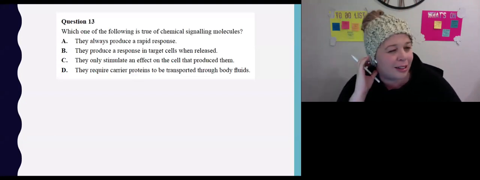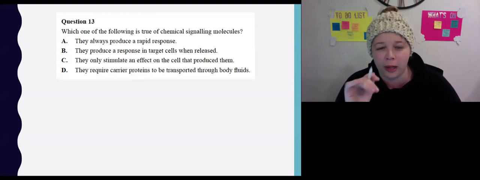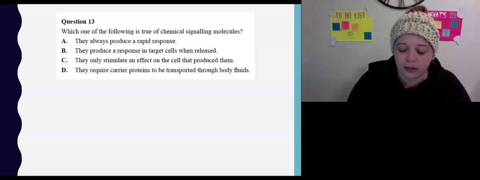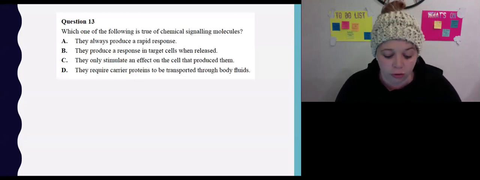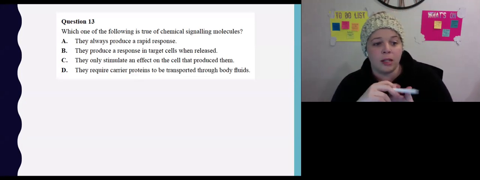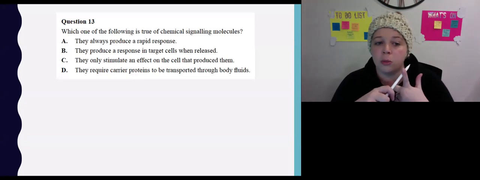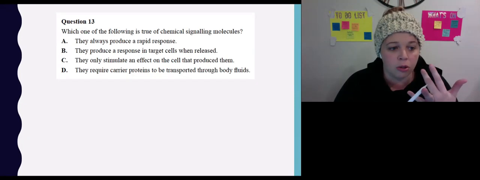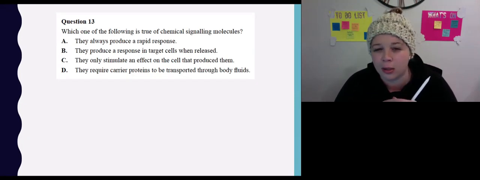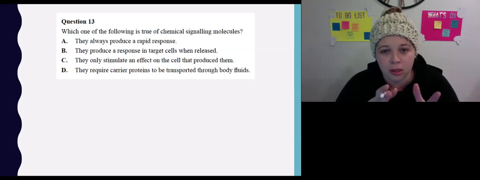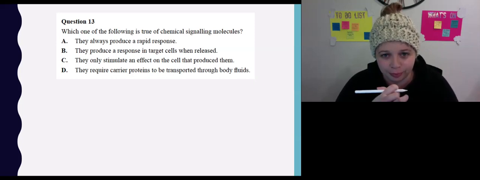This is a bit of an old study design question, but we can still work through it and get it right. This is from the 2015 exam. Which one of the following is true for chemical signaling molecules? Do they always produce a rapid response, produce a response in target cells when released, only stimulate an effect on the cell that produced them, or require carrier proteins to be transported through body fluids? So I want you to pause and then come back and answer.